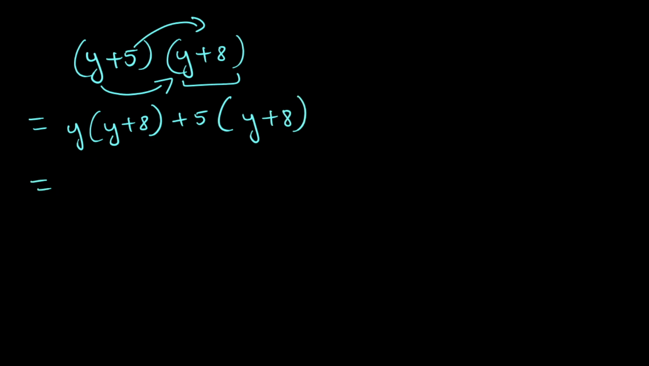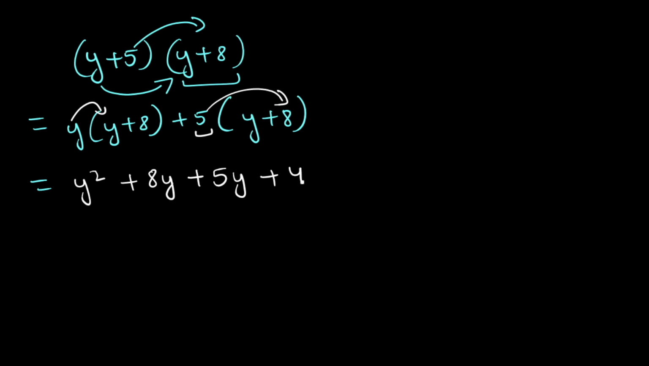So we now multiply y times y is y square, then y times 8 is positive 8y, and now 5 times y, we get 5y, and the last one is 5 times 8, which is 40. And now we can simplify the like terms together, which are 8y and 5y. So we get y square plus 13y plus 40. Okay, so this is our final answer.